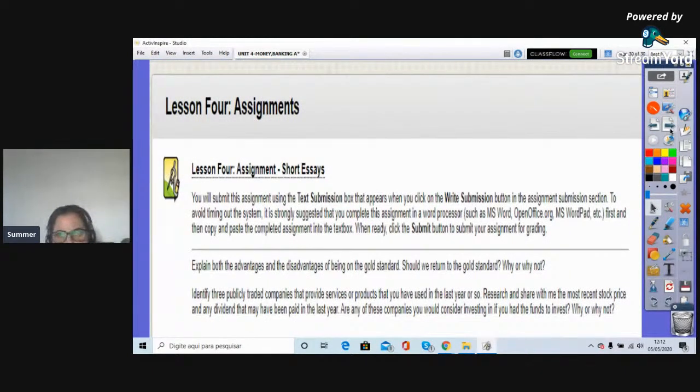Guys, this is for you. I think this would help you a little bit on your lesson. It's the first lesson that you have in Unit 4. You need to explain the advantages and the disadvantages of a country being on the gold standard. Okay, remember, a gold standard is when every dollar is backed by an amount of gold. That's what we call the gold standard. What is good? What is bad about the gold standard? And do you think we should return to the gold standard nowadays?